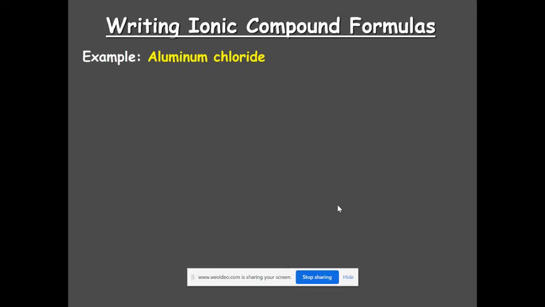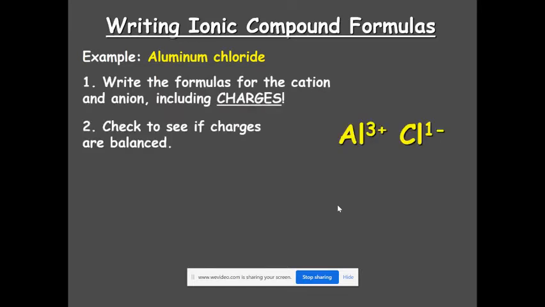This time we need to go the opposite direction. Let's say you had a name like aluminum chloride. What you're going to do here is write the formulas for both the cation and the anion. You must include charges. Remember, the charges can be found on that VIP 10. If the charges are already balanced, you don't need to do anything, just rewrite the formula without the charges. Like, writing the charges is how we show our work in getting what the formula is going to be, but it's not actually a part of the formula.